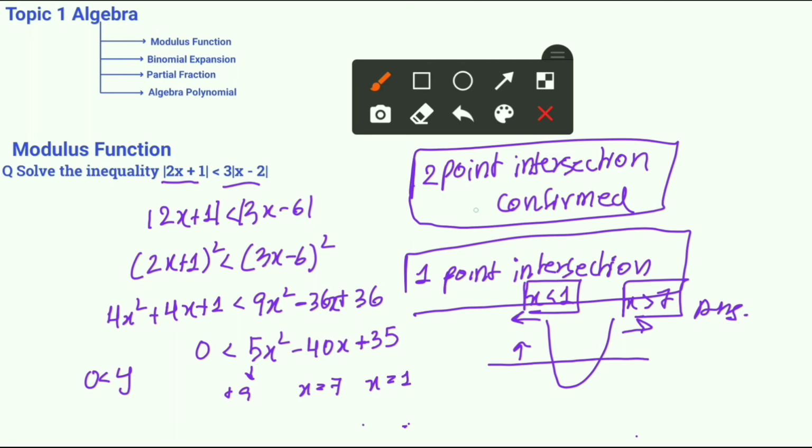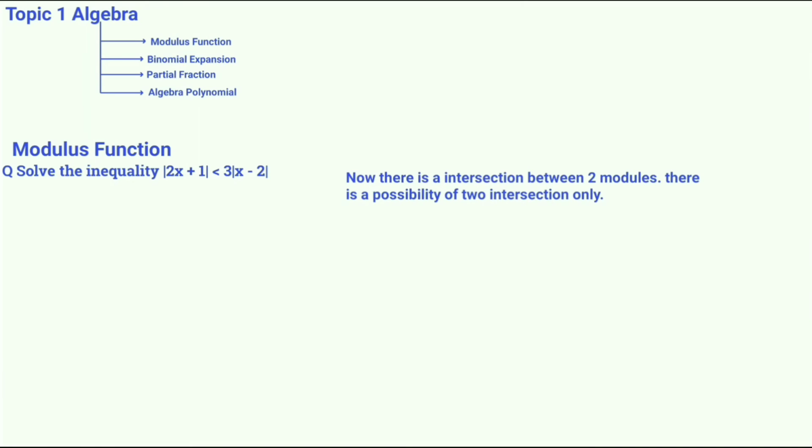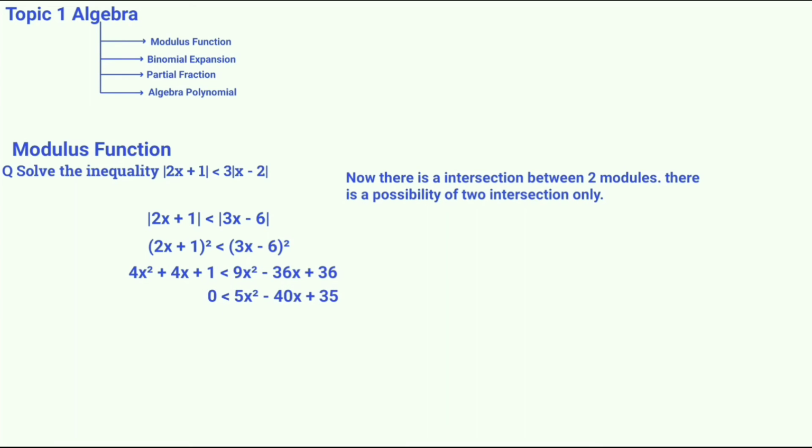Okay, so yeah, this is modulus, and now let's see the animation, which I just made for you, just for you to understand it clearly. Let's begin. Okay, now there's an intersection between two modulus. There is a possibility of two intersection only. Okay, square both sides. Then we have this. Find the values. Now let's find the inequality.